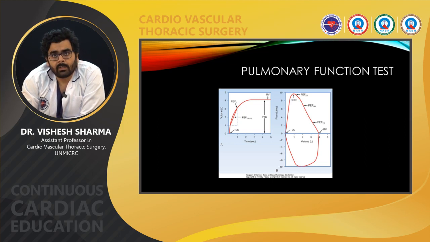Now, coming to spirometry, we ask the patient to inhale maximally and exhale as fast as possible, for at least 6 seconds. The first second of this is the FEV1, which is the forced expiratory volume.